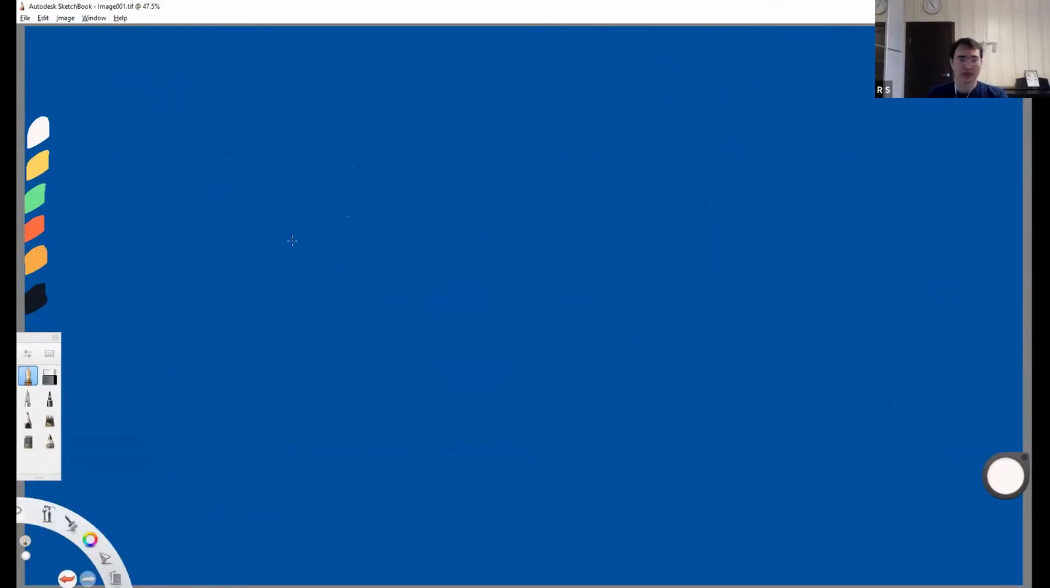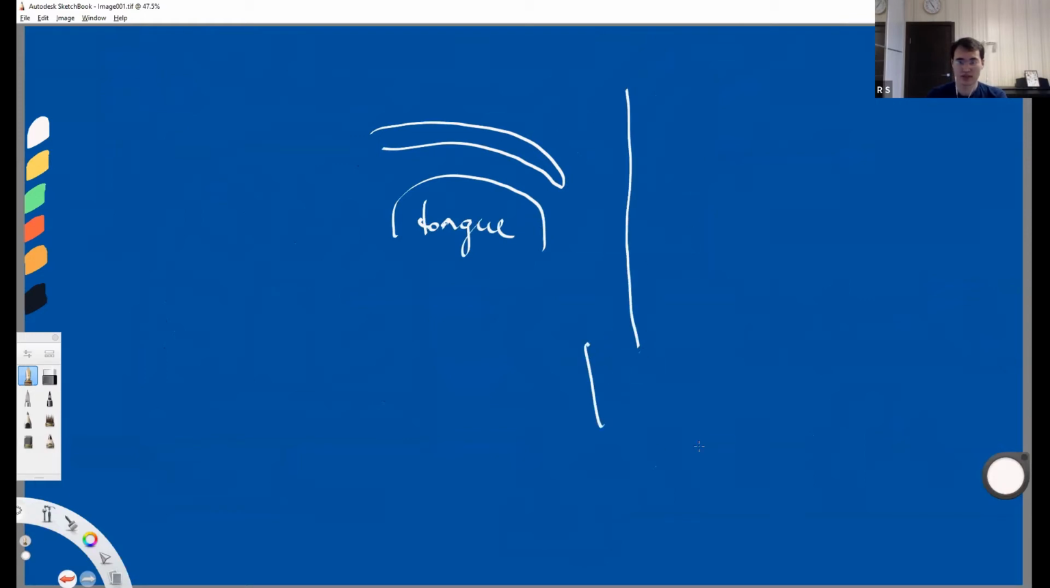So the problem with the esophagus, let's say this is your palatinum, here you have your tongue, and here is the esophagus.